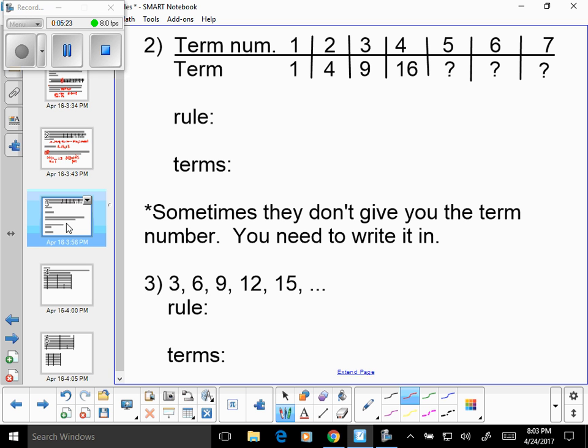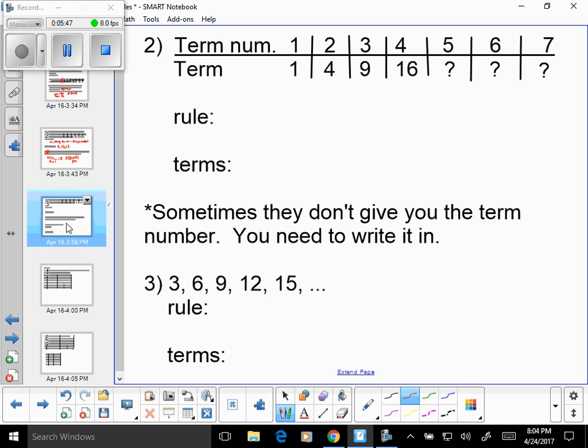Add 0 is not going to help me. Multiplying by 1 isn't going to work for the 2. What do I do to the 2 to get 4? I times by 2. What do I do to the 3 to get the 9? I times by 3. What do I do to the 4 to get 16? I times by 4. Now this is a tough one.